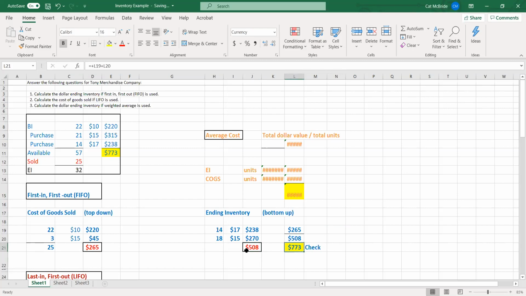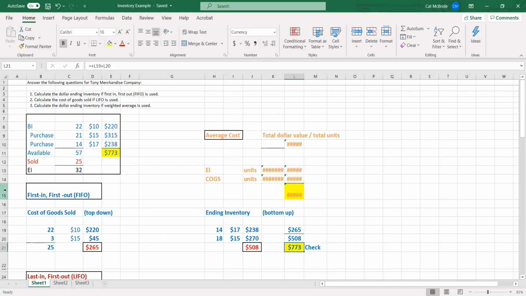And that makes sense because remember I said that all of the inventory has to be in one of two places. It either still has to be in ending inventory or it had to go to cost of goods sold. It can't be anywhere else. So my goods available for sale ends up in one of two places, either sold and it's in cost of goods sold, or it's still in ending inventory. So when I add my cost of goods sold and my ending inventory together, I should get the same amount as my goods available for sale. So that's my check figure, my 773.